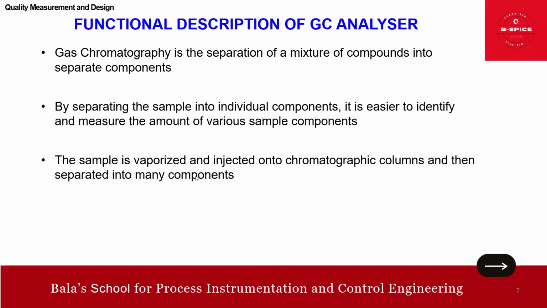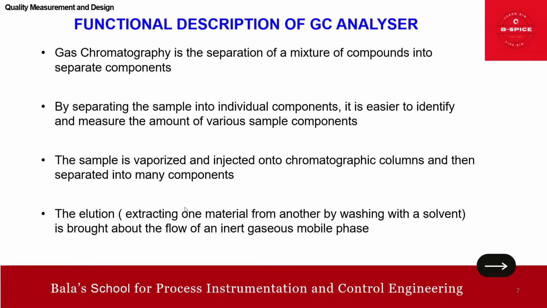The sample is vaporized and injected through the injector system, injected onto the chromatographic column and then separated into many components. This is how it works. There is one terminology called elution. It is nothing but extracting one material from another by washing with a solvent. This elution is brought about by the flow of an inert gaseous mobile phase.